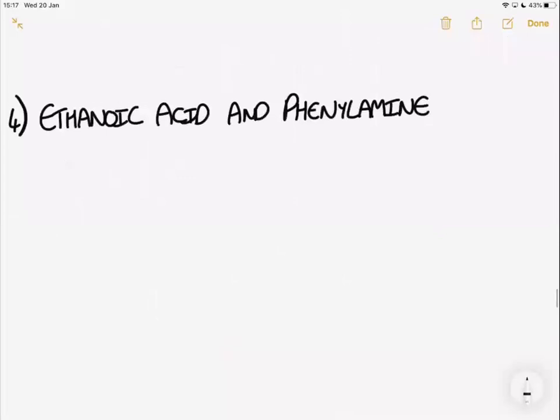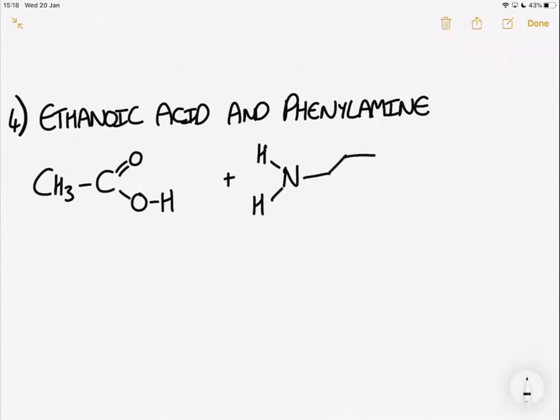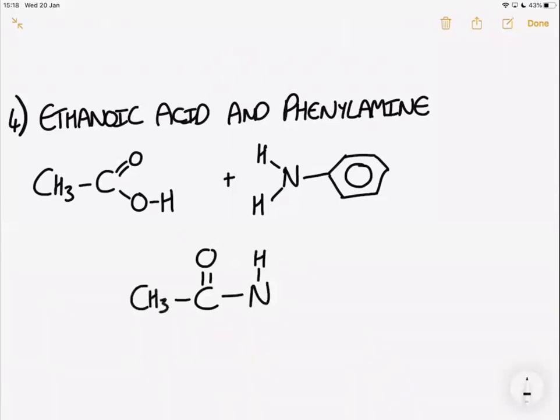Ethanoic acid and phenylamine, we've got the same sort of idea here where I've thrown in an aromatic ring. But it's not actually going to be important because it's really only where the amino group and the carboxyl group is that there's a reaction. CONH, CH3, benzene ring.